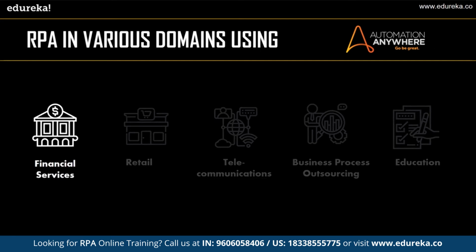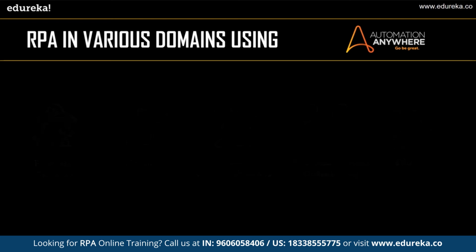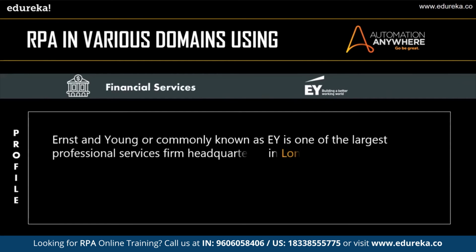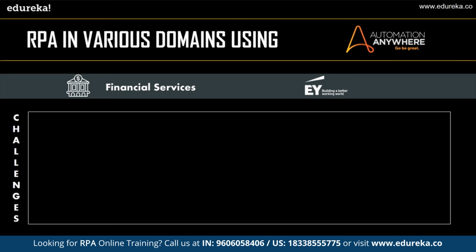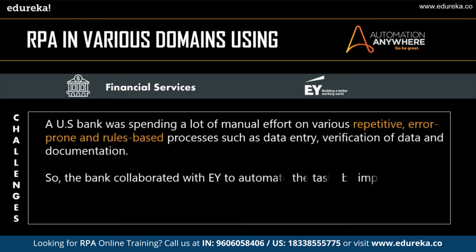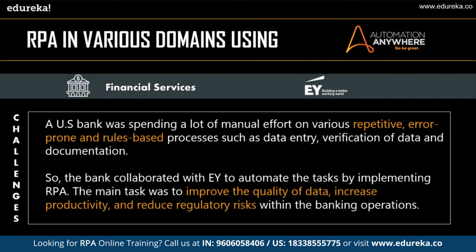So starting with the first one, that is RPA in financial services, I've considered one of the best examples, that is Ernst & Young. Ernst & Young, or more commonly known as EY, is one of the largest professional services firms headquartered in London. It provides assurance, tax and transaction services and advisories to solve clients' challenges. Now, one of the main challenges observed by EY was that a US bank was spending a lot of manual effort on various repetitive, error-prone and rules-based processes such as data entry, verification of data and documentation.